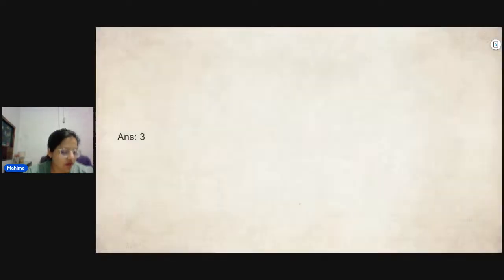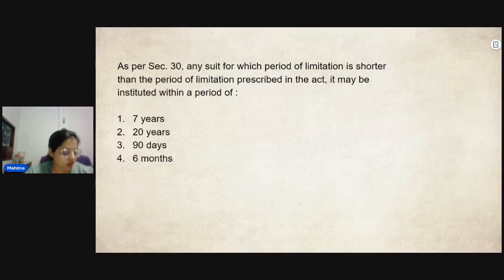Yes, it is option number 3, Section 30. Very good, Pritika. Yes, yes, it is option number 3. Correct, Divya. Correct, Medha. Correct, Shubham.